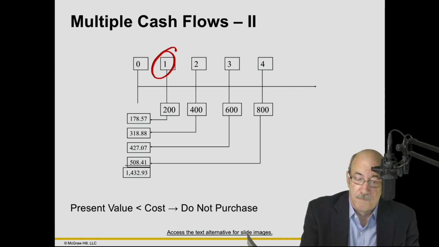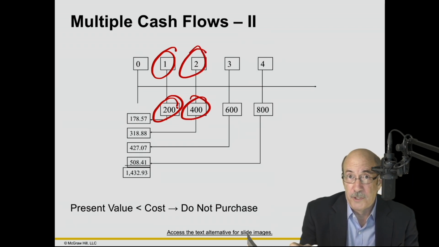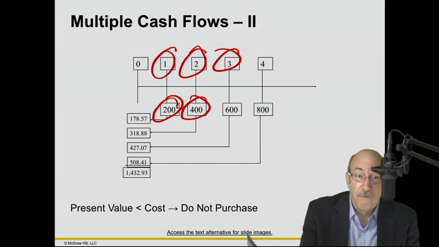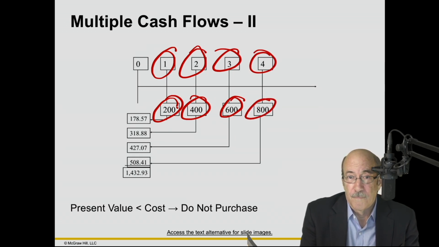Year 1, 200. Year 2, 400. 200 plus 200. Year 3, 400 plus 200, so 600. Year 4, 600 plus 200, 800. All right.